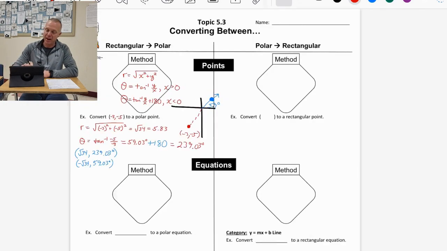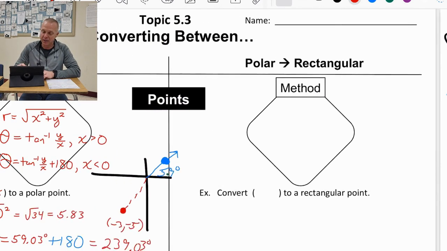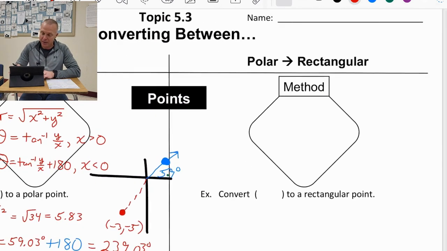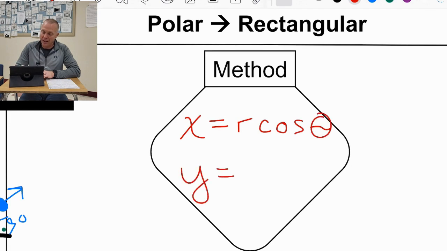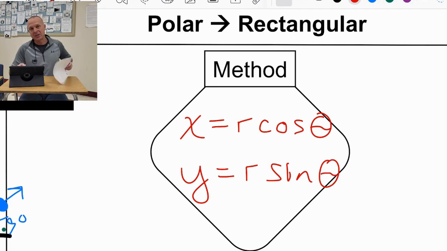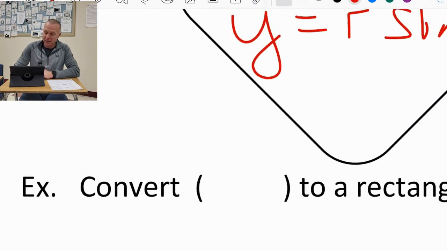Let's go back to the front of the paper. That's 100% what we're going to put in our little method box. Of course, I'm on the right-hand column now because we're converting polar to rectangular. And so x equals r cosine of theta and y equals r sine of theta. As you're writing that down, I got some good news for you. There's no funny business. You don't have to worry about positives or negatives. You honestly can just plug right into those formulas. Why don't you give it a try?